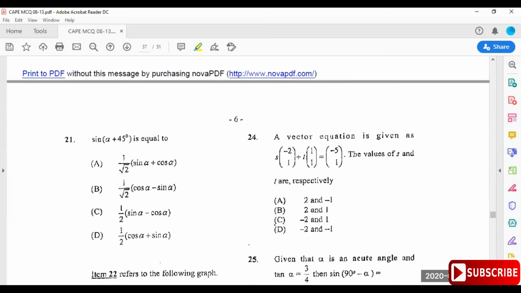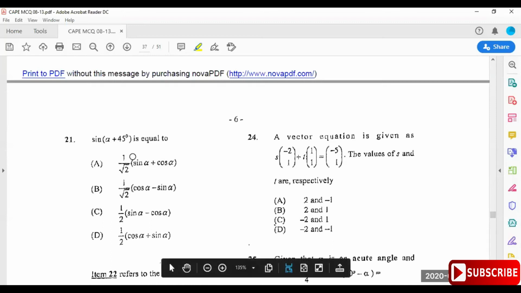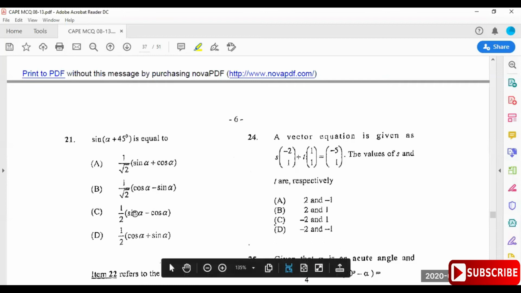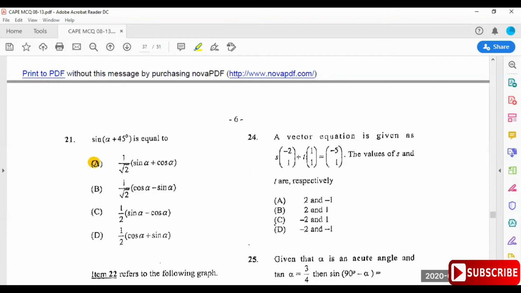All right, this question 25 is so easy. You don't even need to work it out. Just use the formula, sir. The sine of A plus B is sine A cosine B plus cosine A sine B. So you heard plus, so automatically these two are out. Automatically B and C are out. And so it therefore has to be A.